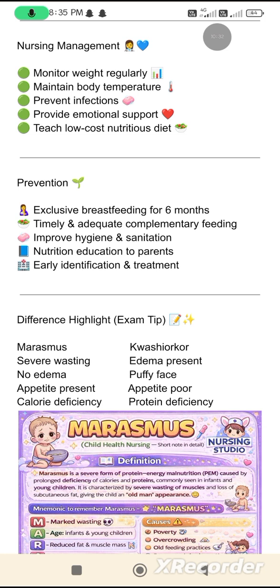Prevention, you can do EBF through till 6 months, timely and adequate complementary feeding, improve hygiene and sanitation, nutrition education to parents, early identification and treatment.